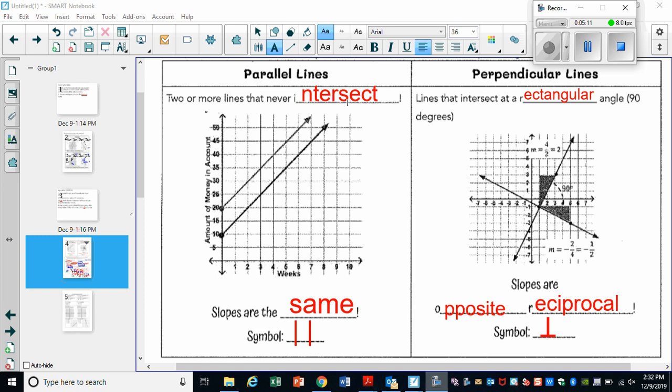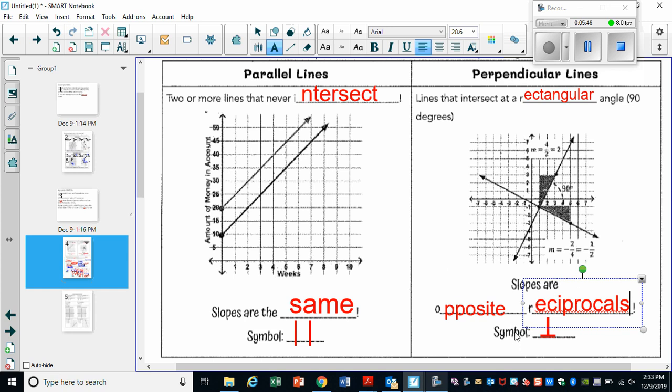The heart of today's lesson was the following. Parallel lines means your two lines never intersect. They have the same slope, and the symbol for parallel lines is just two vertical lines. Perpendicular lines are lines that intersect at a right angle, 90 degrees. So slopes are opposite reciprocals, or you could also say negative reciprocals, one or the other.